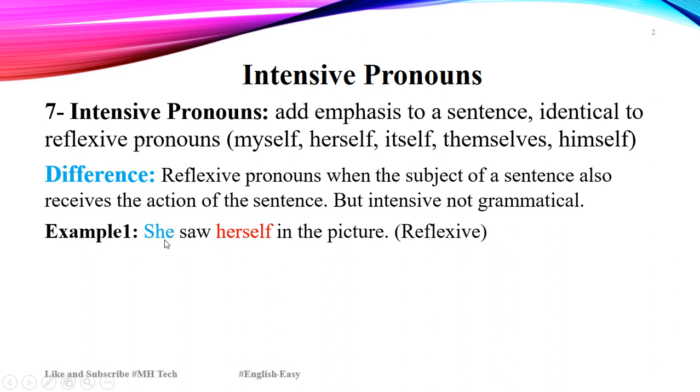Example 1, we have: she saw herself in the picture. So here it's a reflexive, and herself is a reflexive pronoun here, because the subject of the sentence receives the action of the sentence. So here the subject also receives the action of the sentence. So she saw herself in the picture. It's a reflexive, herself here.